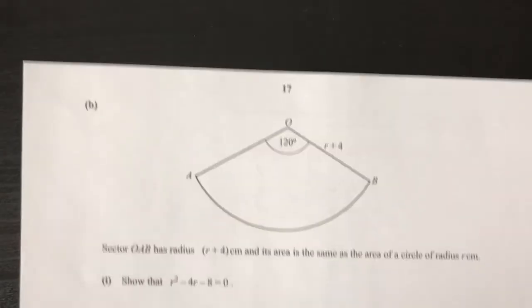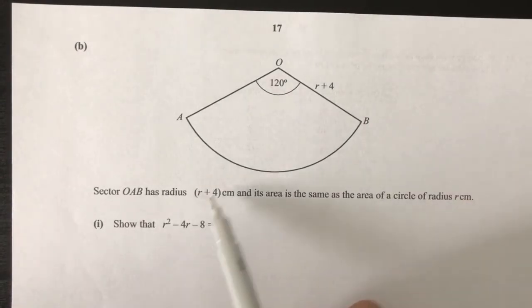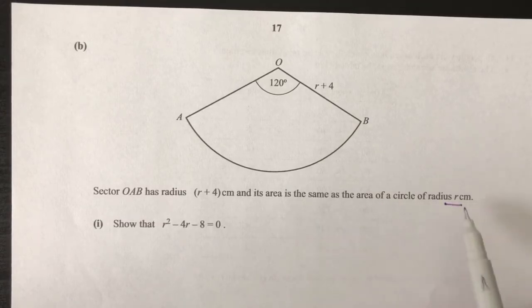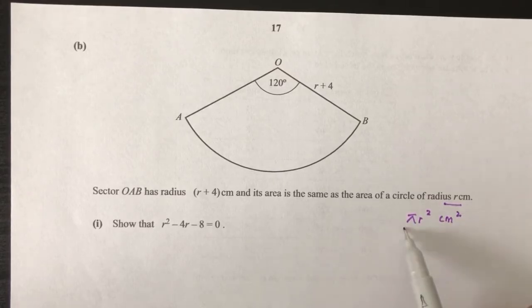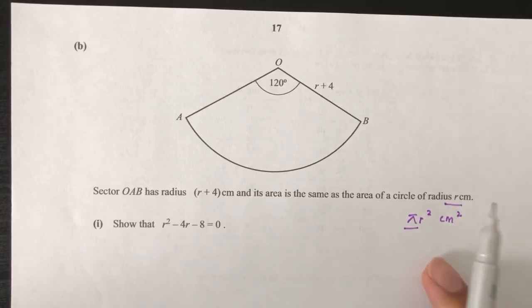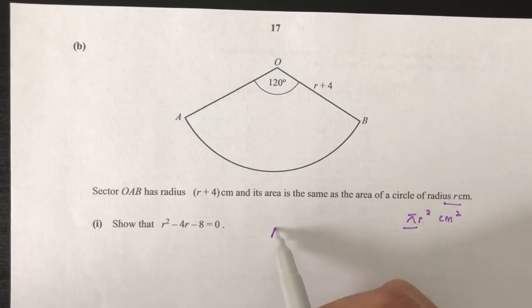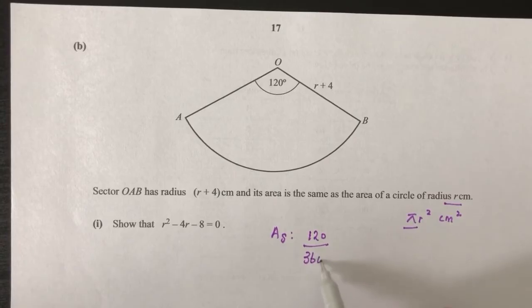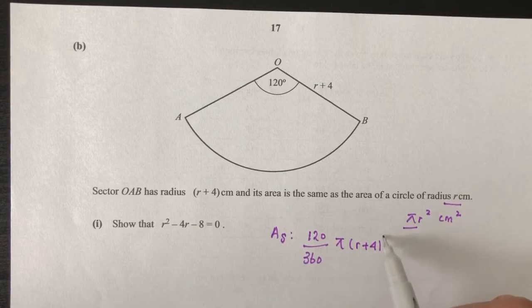Moving on to part B, we have sector OAB has radius r plus 4, and its area is the same as the area of circle radius r. So circle radius r will be pi r square centimeter. We're saying that this sector has the same area as this, so we have to show that. What is the area of sector? We use a formula which is the angle 120 divided by 360 times pi r square. R here should be equal to the same as this.